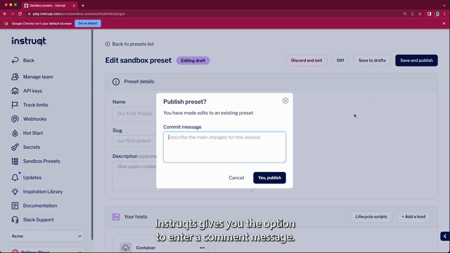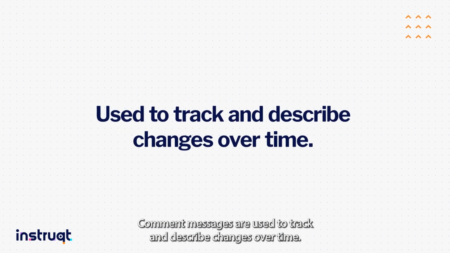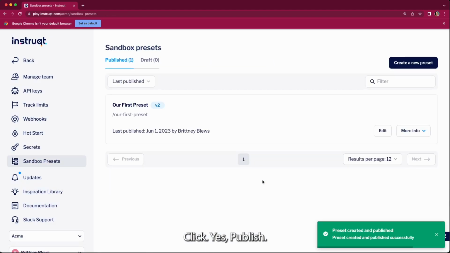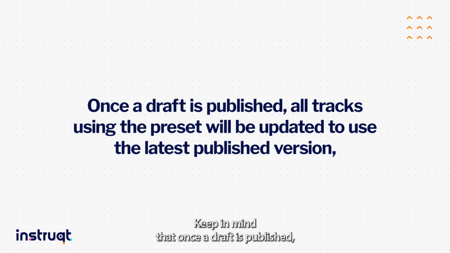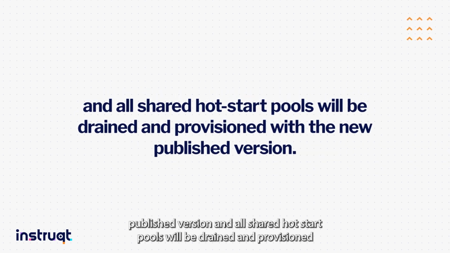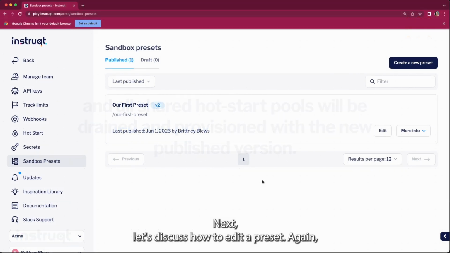Instruqt gives you the option to enter a commit message. Commit messages are used to track and describe changes over time. Since this is our first template, we'll leave this blank. Click Yes, Publish. Keep in mind that once a draft is published, all tracks using the preset will be updated to use the latest published version, and all shared hot start pools will be drained and provisioned with the new published version.